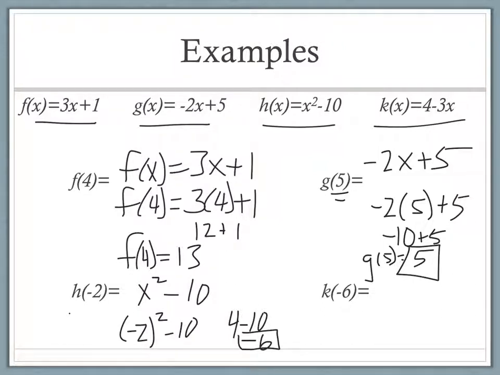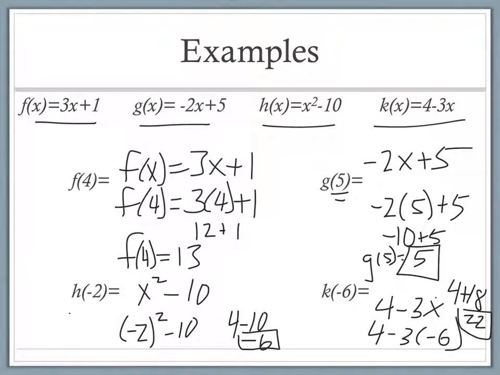Okay, and k of negative 6. I'm going to use the k function, which is 4 minus 3x. So I'm going to do 4 minus 3 times negative 6. Now be careful, negative 3 times negative 6 is a positive 18, so 4 plus 18 is going to be 22. Sorry, I kind of ran out of space, but my answer would be 22.